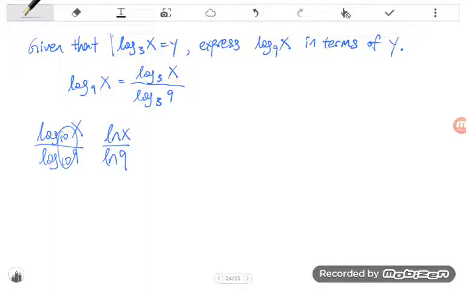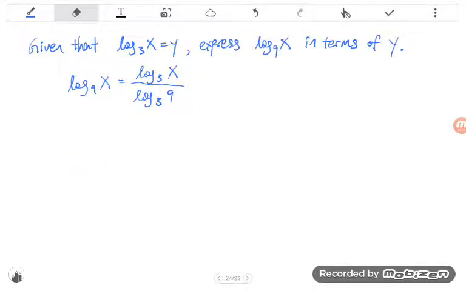Because what's given here, that has a base of 3. So I chose the base of 3 on purpose, hoping that I will be able to get something useful, and I do, because this whole thing is gonna become simply y. And what's log 9 to the base of 3? Log 9 to the base of 3, what is that? I hope your answer is 2. This should be 2. So there are many ways you can do this.